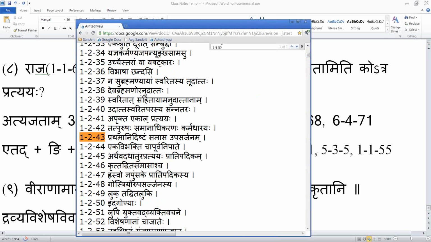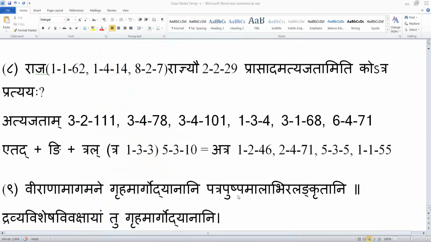Right. A neuter pratipadikam, if it ends in a, it will always be hrasva. There is no pratipadikam in the entire language in the neuter that ends in a dirgha. Always, a simple rule. That is why you do not have any pratipadikam in napumsakalinga ending in a dirgha. Because of hrasvo napumsake pratipadikasya, it should then become Patrapushpamalena.